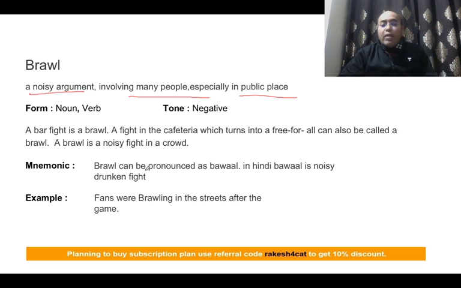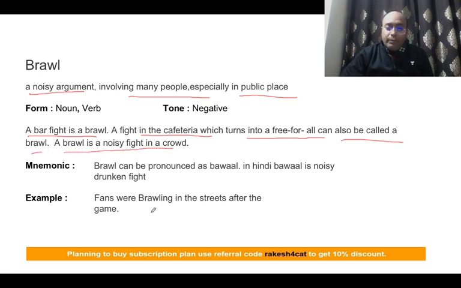So if you're inside a bar and there is a fight going on, you'll say that there's a brawl going on. Brawl, right? So a bar fight is a brawl. A fight in the cafeteria which turns into a free for all can also be called a brawl. A brawl is a nice, noisy fight in a crowd.